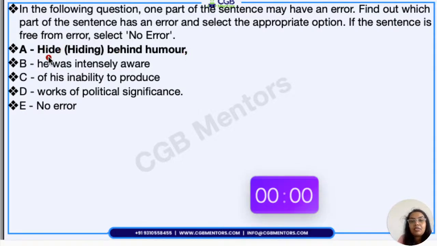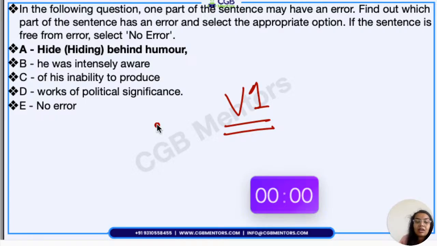Hiding behind humor. See, if you want to use the verb first form right in the beginning, which is the first word of the sentence, that would make the sentence an imperative sentence, which is a command or a request. Like, answer these questions. Do not look in your book. Now, when I say this, it is an instruction, something like that. I cannot find the same tone here. Definitely, the verb first form cannot be the first word of the sentence. So, hiding behind humor, while doing this, he was intensely aware of his inability to produce works of political significance. Rest everything is correct.